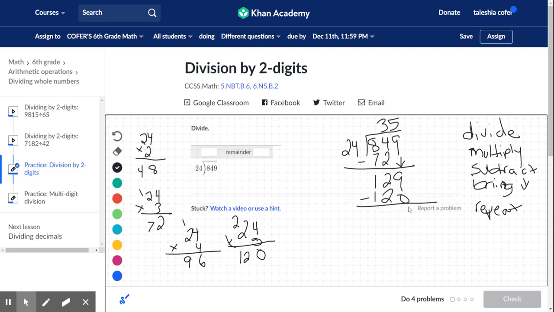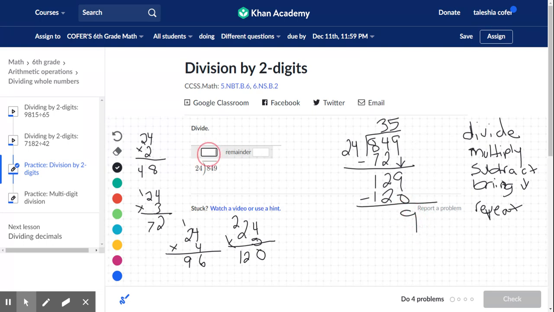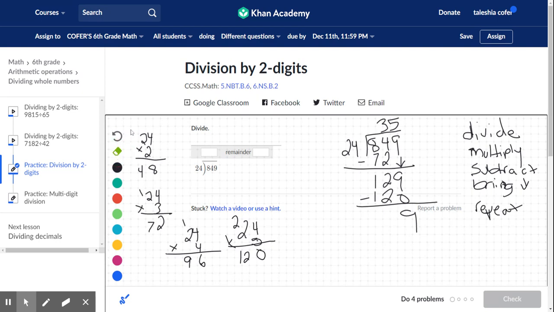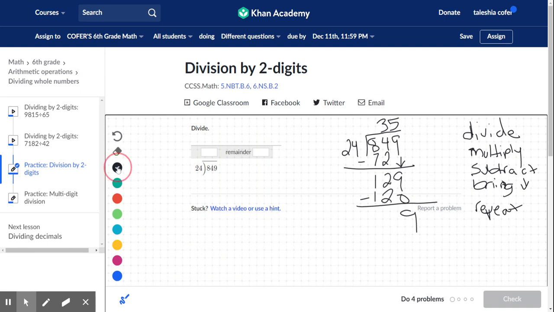Now I subtract. I am left with 9. I have nothing else to bring down, so I'm finished. My answer is 35, remainder 9. I went through way too much for this to not work, so I have to check my answer. I'm going to erase this, and I want to check my answer.